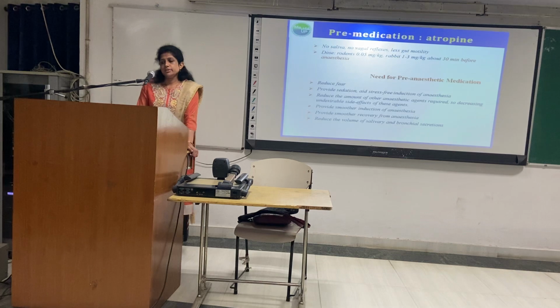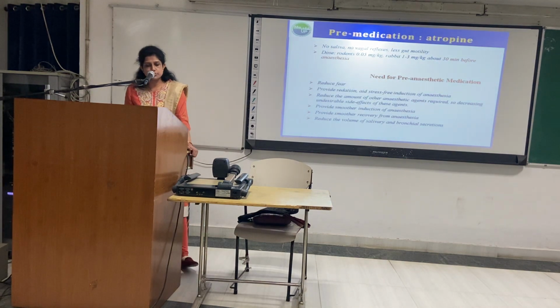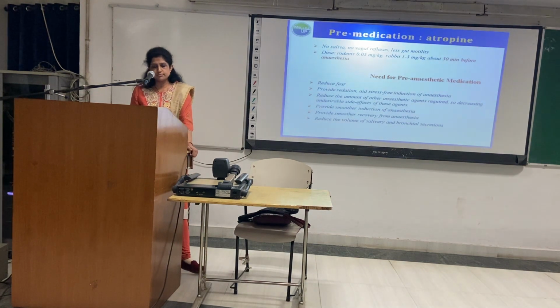Premedication is done with the help of atropine, as it reduces saliva, vagal reflexes, and gut motility. The dose in rodents is 0.05 mg per kilogram body weight. In rabbit, 1 to 3 mg per kilogram body weight. About 30 minutes before anesthesia, it should be administered.